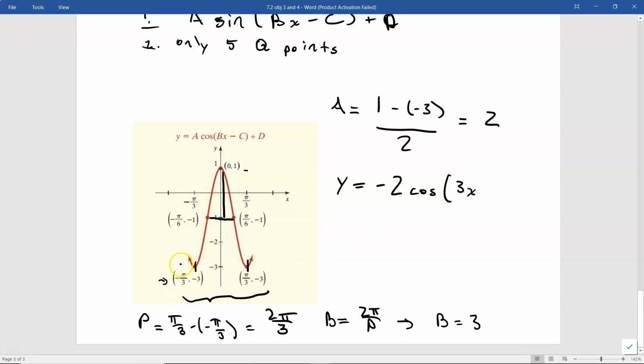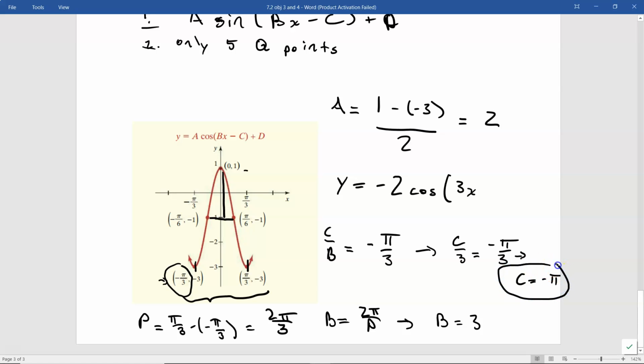Our c is going to come from our phase shift right here, this first x coordinate, because remember c over b is equal to our first x coordinate, so c over b is negative pi over 3. And since we just found 3 by getting our period, we can plug 3 into b. And this tells us that since c over 3 is equal to negative pi over 3, that c is equal to negative pi. So now we have minus pi.